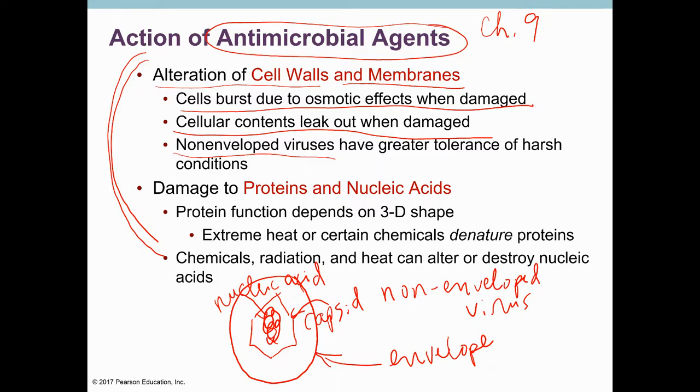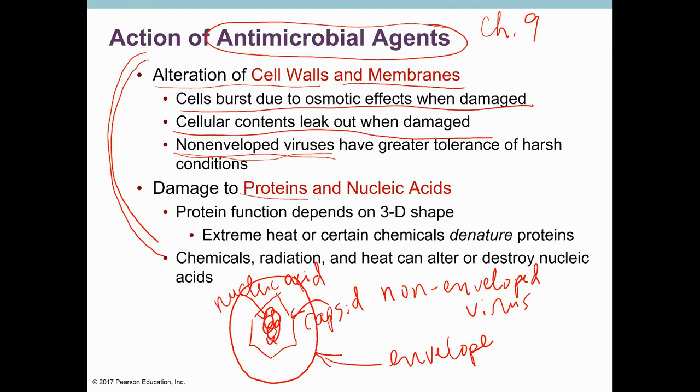It turns out that non-enveloped viruses are actually harder to kill because they don't have this fragile structure, this envelope surrounding them. When the envelope is destroyed in an enveloped virus, it completely messes up that virus's ability to infect. And so non-enveloped viruses are actually harder to kill, or harder to, what we would say, inactivate.